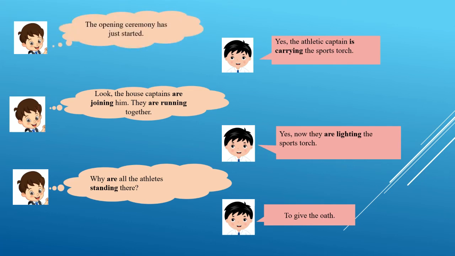The opening ceremony has just started. Yes, the athletic captain is carrying the sports torch. Look, the house captains are joining him. They are running together. Yes, now they are lighting the sports torch. Why are all the athletes standing there to give the oath?